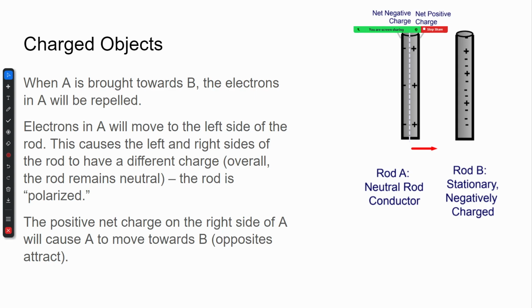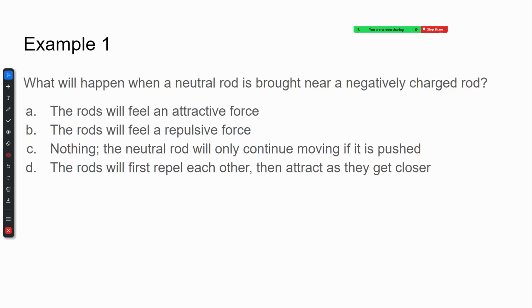The electrons in A are going to move to the left side, as you can see here, and that causes the left and right sides of the rod to have a different charge. Overall, there are still equal amounts of negative and positive charge, but what is polarized here is that all of the negative is on the left and all of the positive charge is on the right. That's the idea of being polarized, such that the positive net charge on the right side of A is then going to move towards B because opposites attract. B is not polarized right now, but the positive charges along rod A are going to be attracted to rod B.